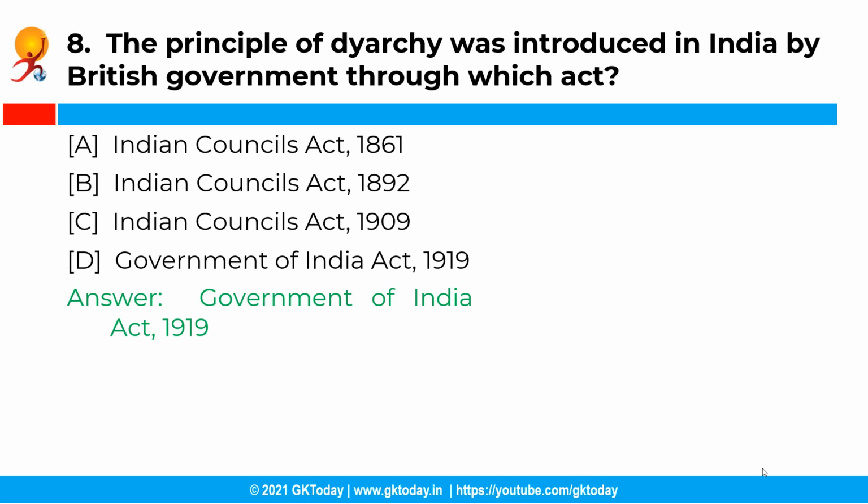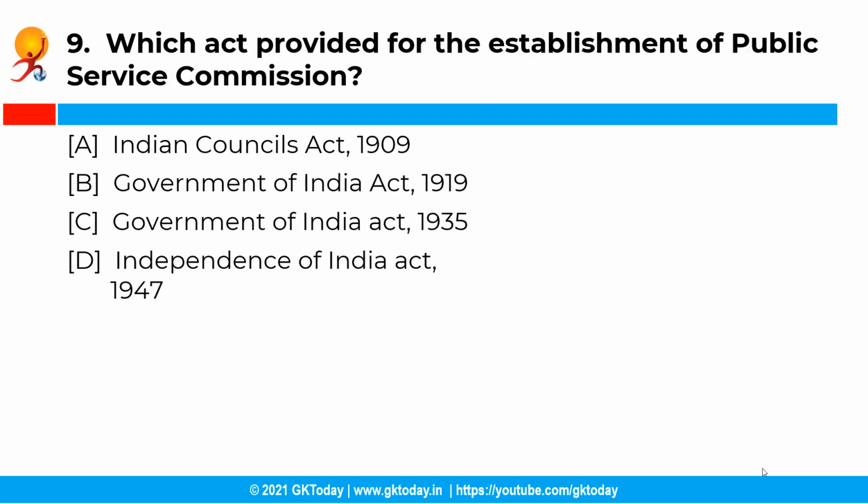Now the next question is that which Act provided for the establishment of Public Service Commission? Your options are: A, Indian Councils Act of 1909; B, Government of India Act 1919; C, Government of India Act 1935; and D, Independence of India Act 1947. Now the correct answer for the question is option B, that is Government of India Act 1919. See, the Government of India Act 1919 provided for the establishment of a Public Service Commission as discussed earlier. Hence, a Central Public Service Commission was set up in 1926 for recruiting the civil servants.